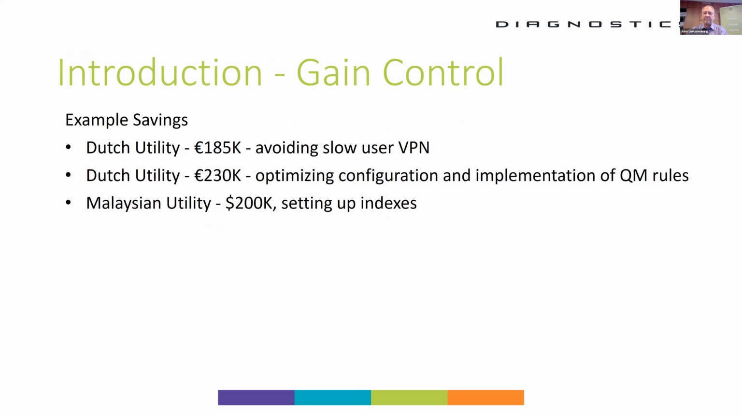I always like to start off with this. This gives everyone an opportunity to understand what the value of diagnostics is. There's a Dutch utility in the Netherlands that was able to avoid slow usage with VPN, which saved them 185,000 euros. Another Dutch utility optimized the configuration and implementation of Quality Manager, and they save 230,000 euros per year. And a Malaysian utility setting up indexes for their databases saved $200,000 per year.